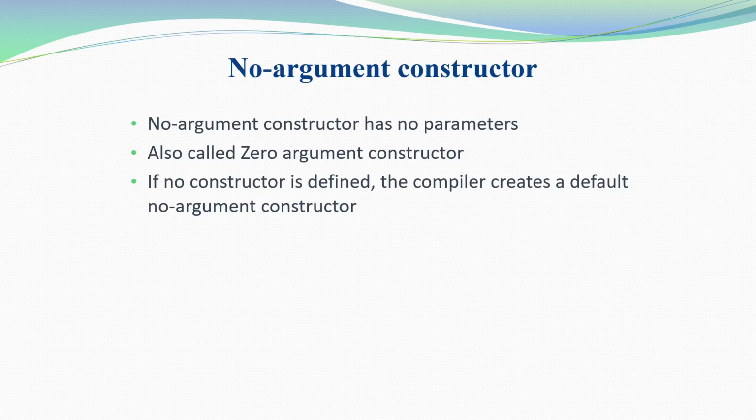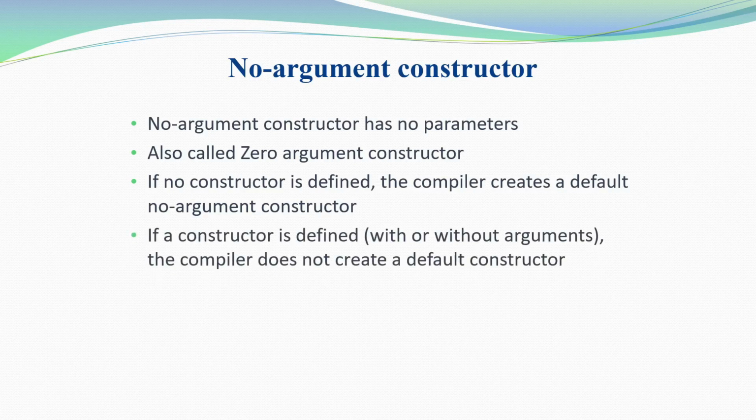I'll tell you the main difference between a no argument constructor and a default constructor once we cover the default constructor. If a constructor is defined with or without arguments, the compiler does not create a default constructor. So whenever the programmer defines a constructor with zero arguments or no parameters, it is called a no argument constructor. Let's understand with an example.